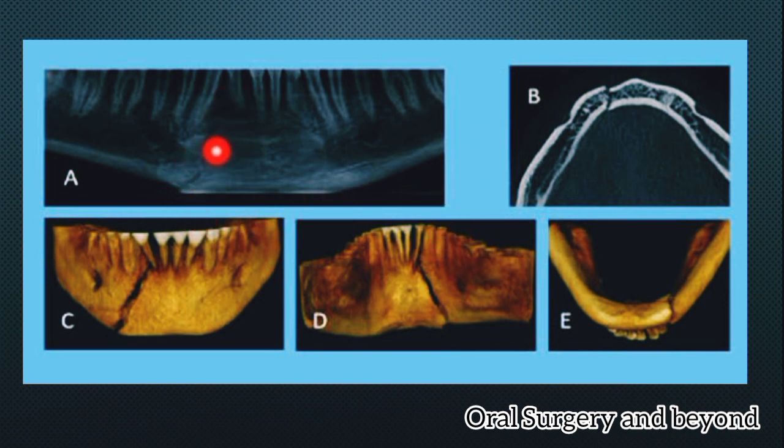In anterior view we can see the fracture line is passing through the parasymphysis region, and the inferior border of the mandible is also breached. Here on axial sections, we can see both the buccal and lingual cortex are fractured. The fracture line starts from the midline and goes posteriorly up to the inferior border of the mandible. So this is a direct indication for open reduction and internal fixation.